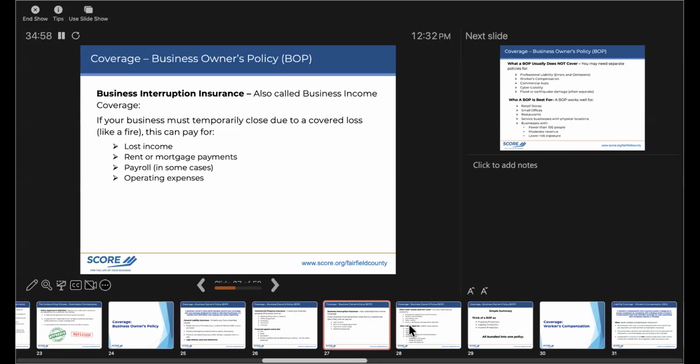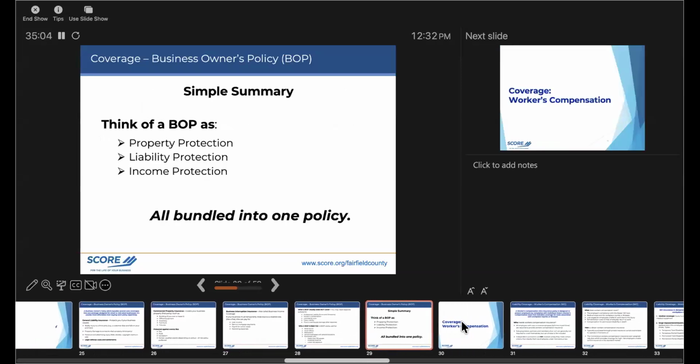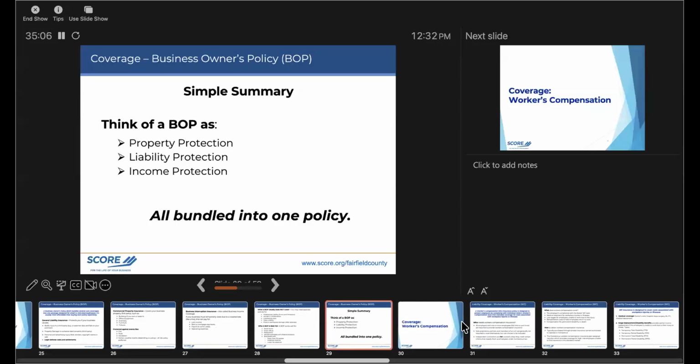Okay. So you're just starting out. You basically want to have a BOP policy. Simple summary: think of a BOP policy as property protection, liability protection, income protection, all bundled into one policy. And they're priced accordingly, meaning they're priced for startups. They shouldn't be overly expensive, but these days I'm not quite sure.